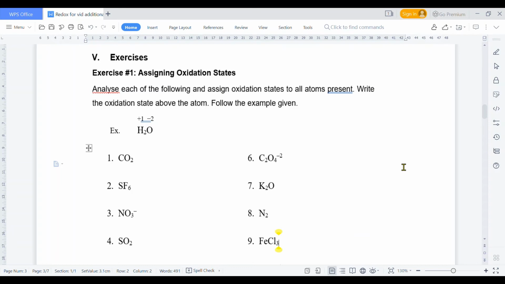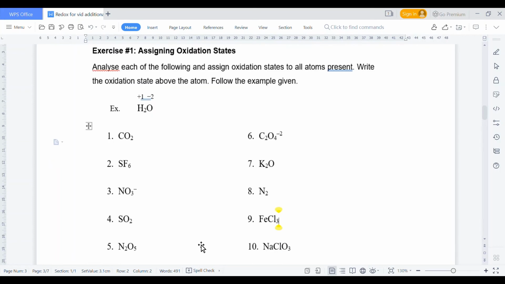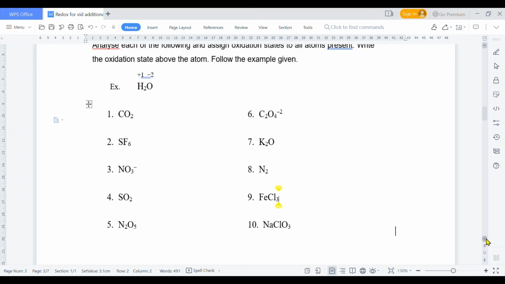Exercises. Exercise number 1. Assigning oxidation states. Analyze each of the following and assign oxidation states to all atoms present. Write the oxidation state above the atom. Follow the example given. The example here is water. So oxygen is minus 2 from the rule and hydrogen is plus 1. So this is how you will do this 1 to 10. Exercise number 1. Next.